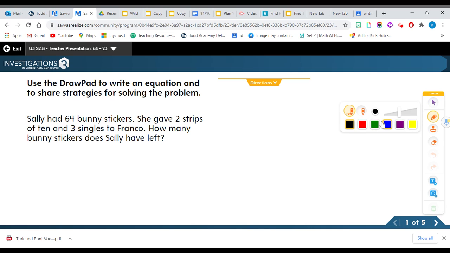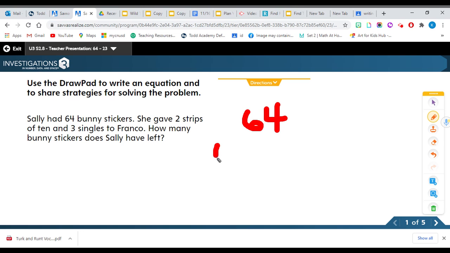So make my pen a little bigger. Let's try red. So she has 64 bunny stickers. So 64. And how would I make 64 in tens and ones? Let's try it. 10, 20, 30, 40, 50, 60, 61, 62, 63, 64. Not my greatest dots, but you get the idea.